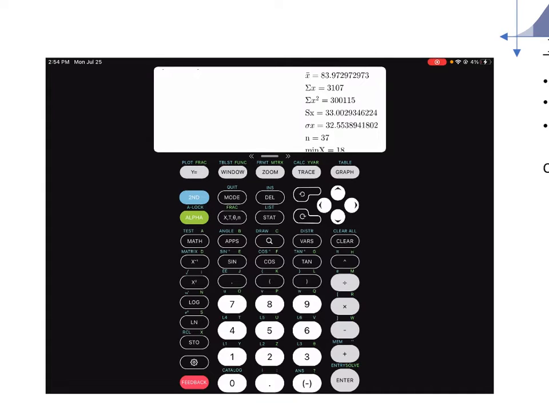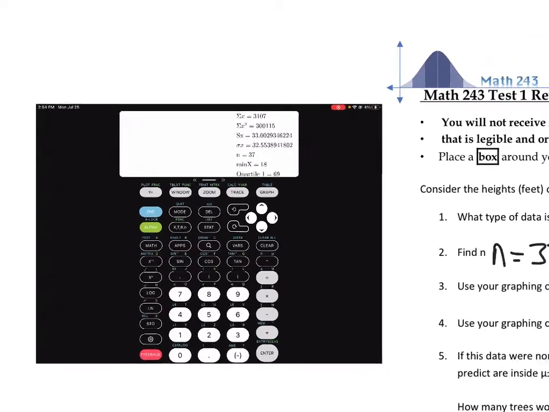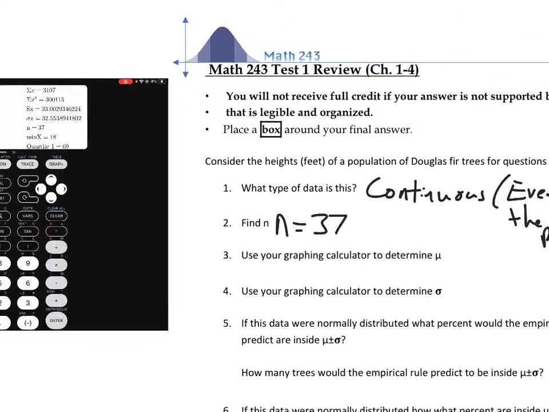So 83.97 will give us what we need there. That's for our mean, and for our standard deviation, our sigma is 32.55. So we'll use that 32.55. That is a population standard deviation there, sigma.